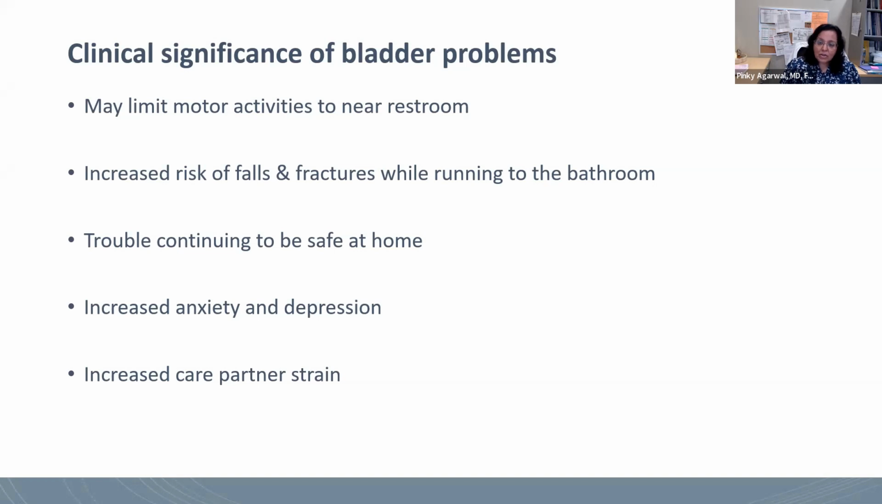Now, there can be trouble continuing to be safe at home if there are going to be falls due to rushing to the bathroom. This can lead to increased anxiety as well as depression. And there can be increased care partner strain because when there are leakages, you need to get up in the middle of the night to either clean the floor or clean the bed sheets. So all of that can lead to a large amount of hassle, both for the person with Parkinson's as well as the care partner.